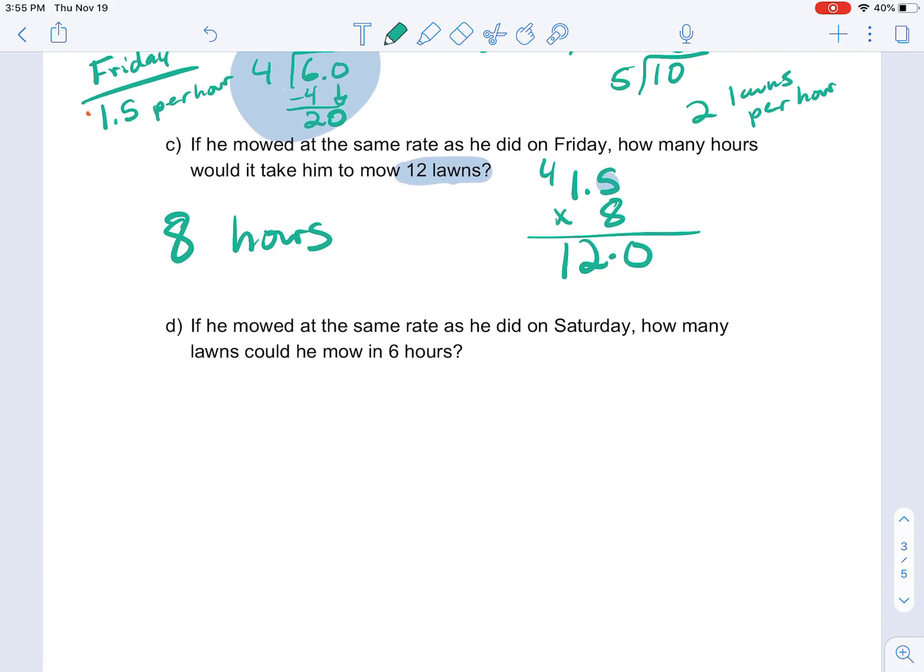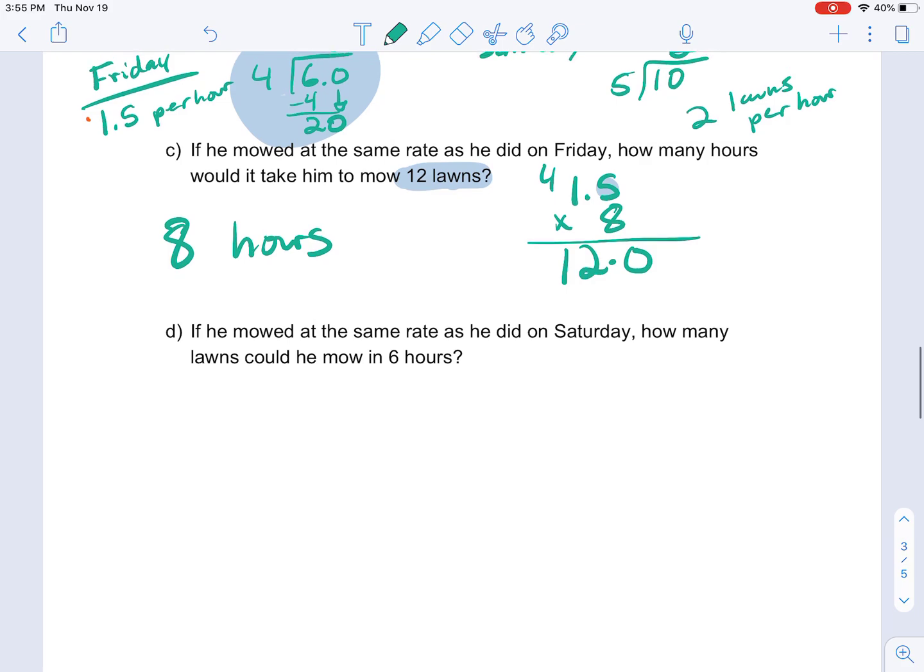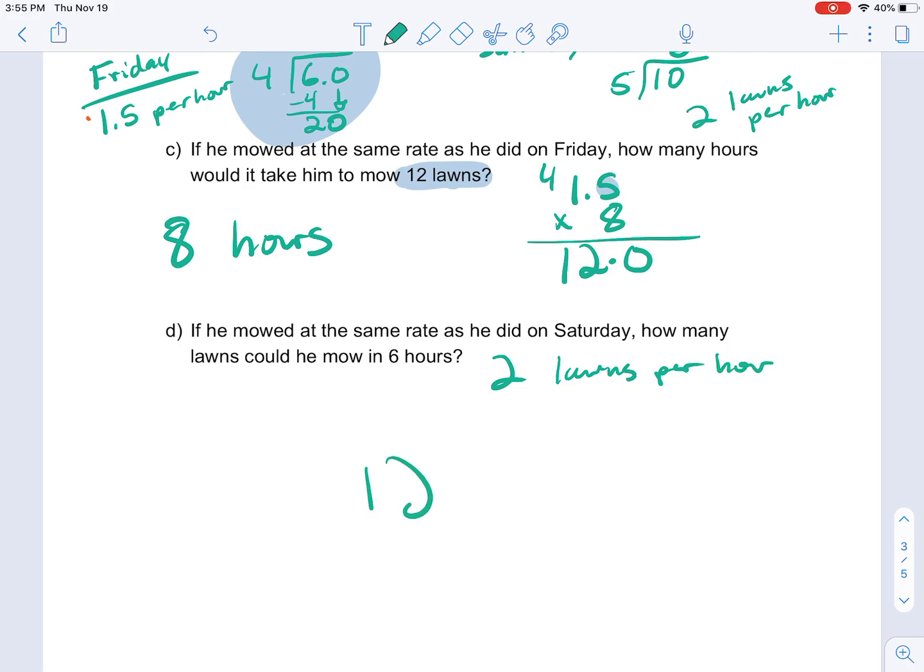Letter D. If he mowed at the same rate as he did on Saturday, how many lawns can he mow in 6 hours? On Saturday, he was mowing 2 lawns per hour. So 6 hours would give him 12 lawns.